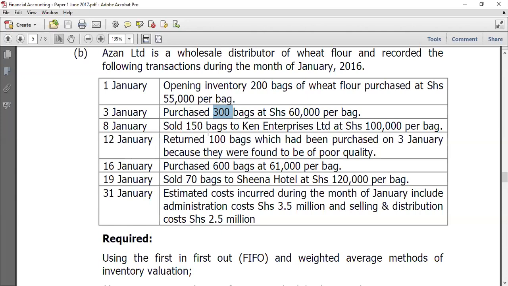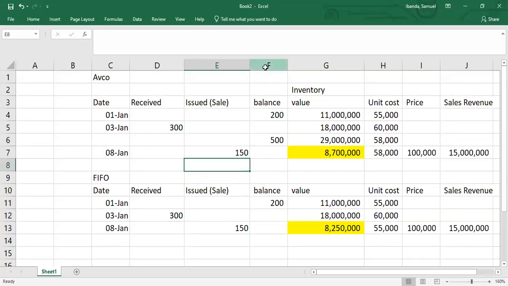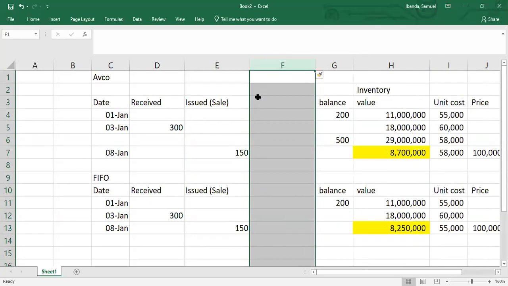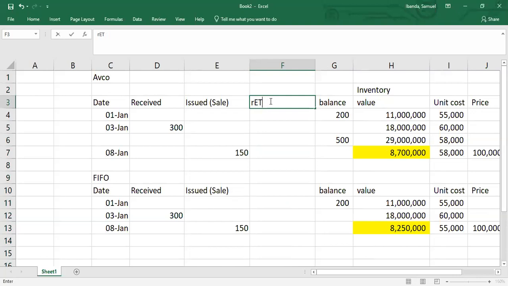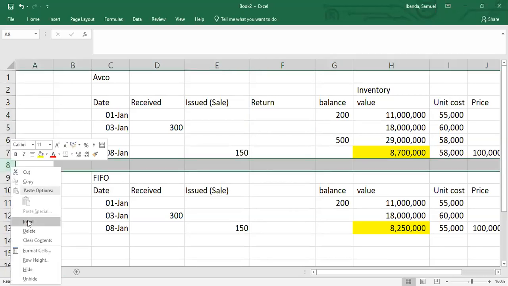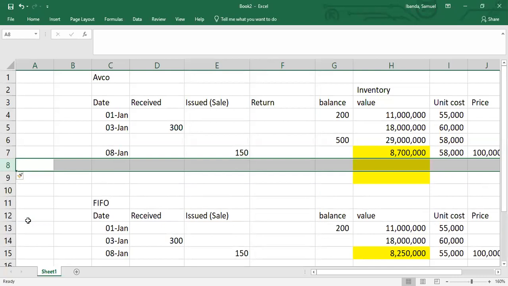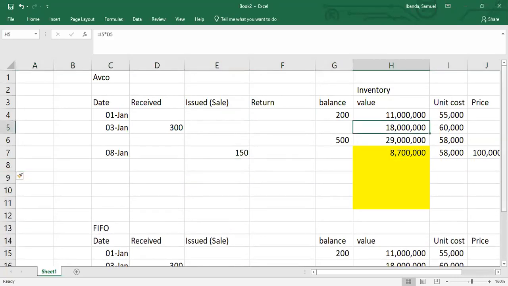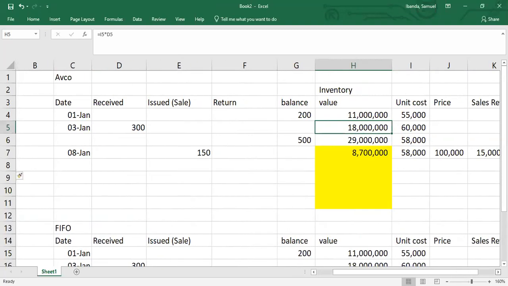perspective here where they're telling us that returned 100 bags which had been purchased on 3rd January. Okay, so what we can basically do when it comes to our column here, we can actually even add the return column. Okay, you can add the return column right here. So if that is the case, let me just try to show you something here. Okay, let me use this app. So this is the perspective.